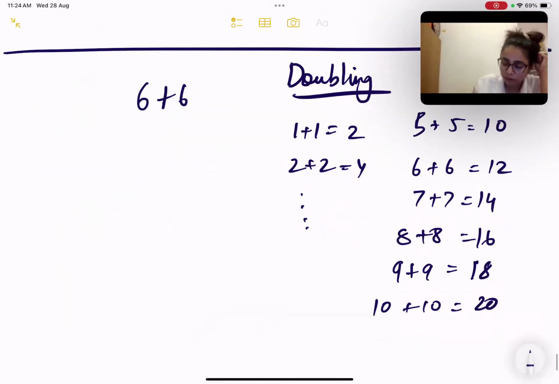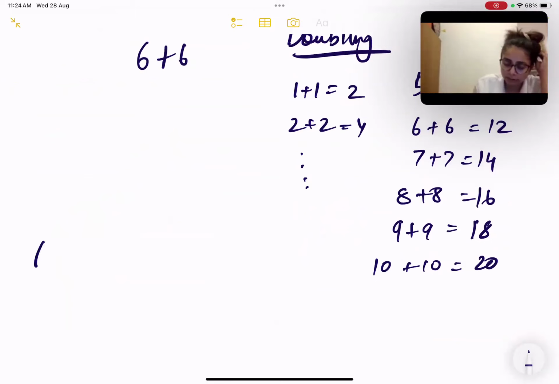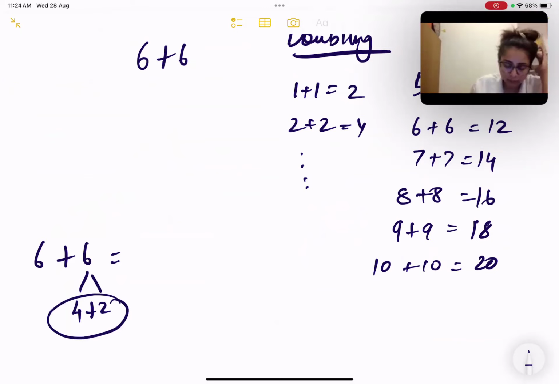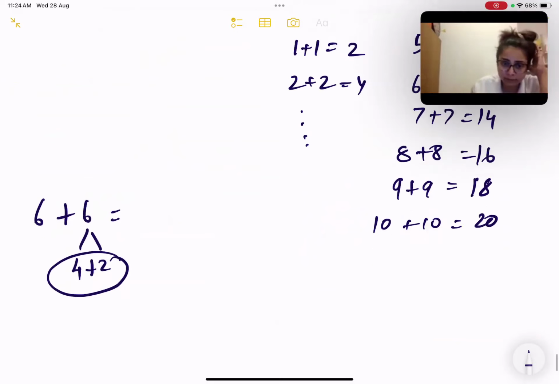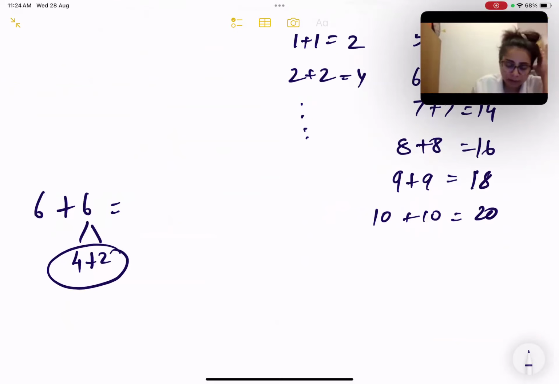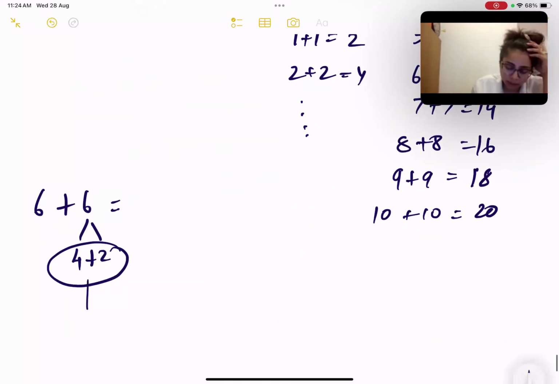So how am I going to teach my child 6 plus 6? Firstly, yaad kar lo. Otherwise, a 4 and a 2. 6 can be broken down through 4 and 2. Again, this breakdown is possible because of number bonds solid understanding. Otherwise, a child cannot break it down.